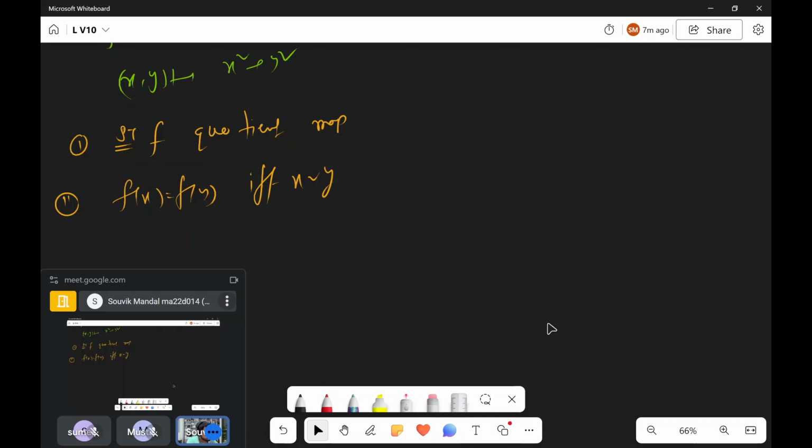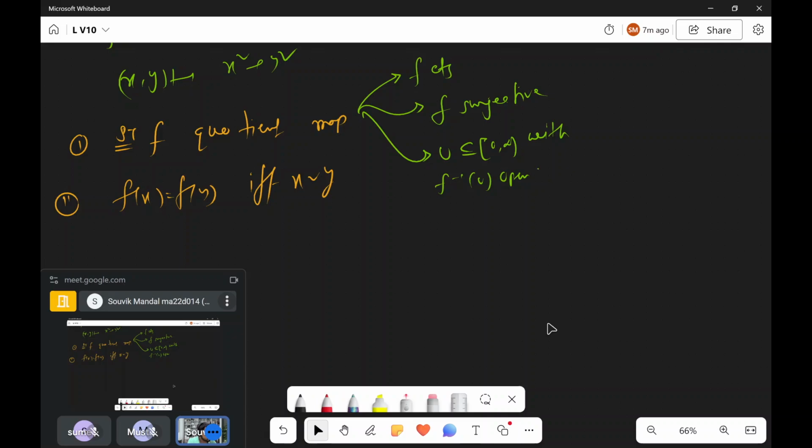Let me write it down clearly. We need to show what? If continuous, if surjective, and thirdly, U subset of R, so [0, infinity), with f inverse of U open implies U open. These three things we have to figure out along with this property. Now, try to find out which one it is. Of course, everyone is getting satisfied, but you need to verify yourself first that all are getting satisfied. So now this is the main remaining task for this question. So please take your time.